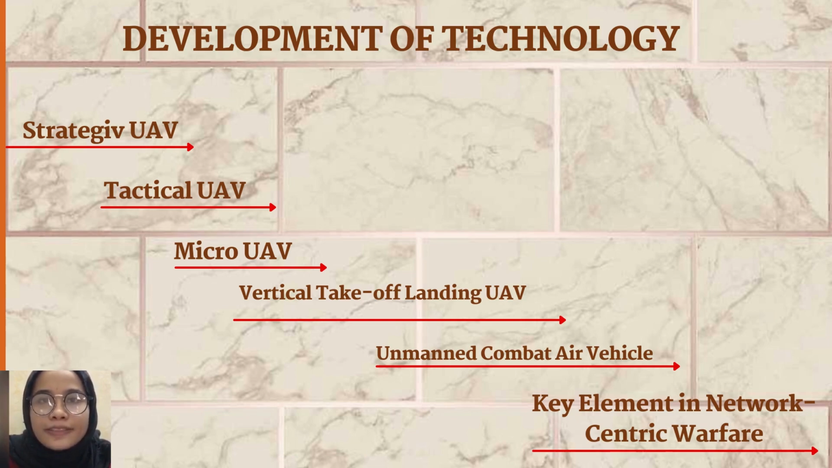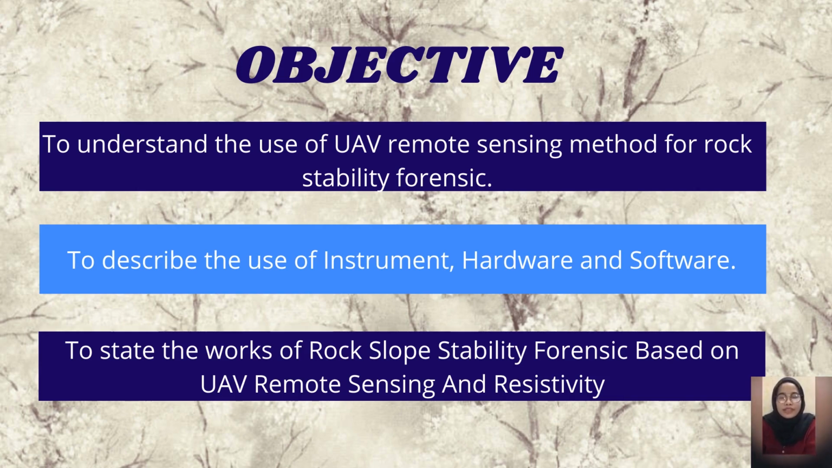The objective is, first, to understand the use of the UAV remote sensing method for rock stability forensics. Second, to describe the use of instruments, hardware, and software. The third objective is to state the work of rock slope stability forensics based on UAV remote sensing and resistivity.